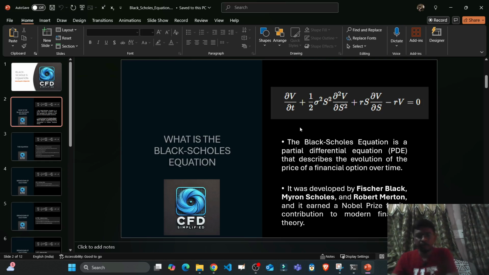The Black-Scholes equation is a partial differential equation that describes the evolution of the price of a financial option over time. Basically, as time increases, what will be the price of the asset which you have invested in? So it basically works as the prediction part, whether over time it will increase or decrease.